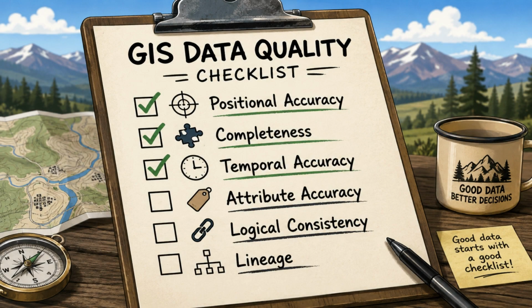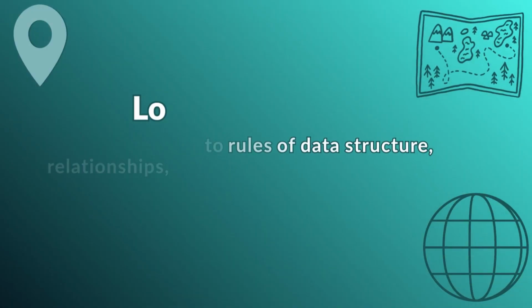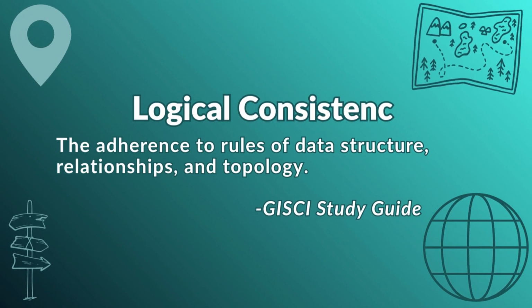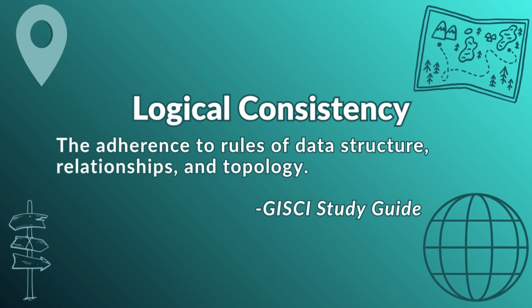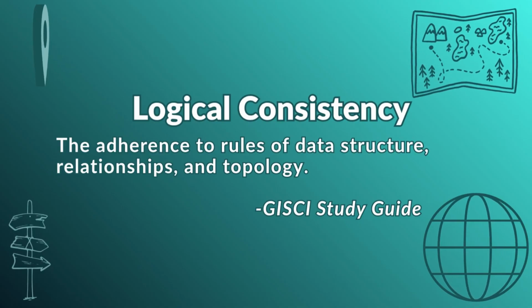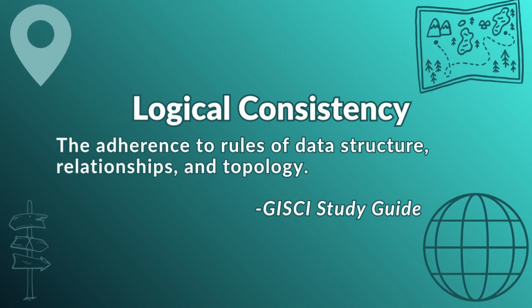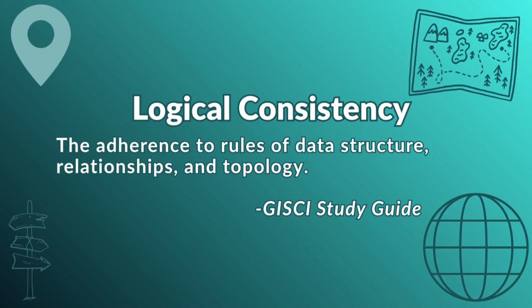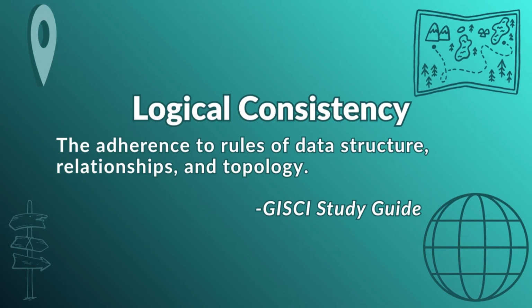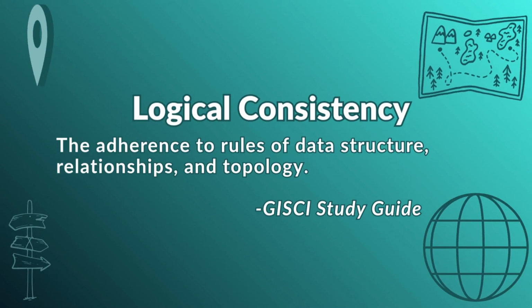Okay, so we have positional, thematic, completeness, and temporal. What's next? Well, perhaps the most technically demanding dimension for GIS analysts, and a major focus for certification exams, is logical consistency. This is the adherence to rules of data structure, relationships, and topology. I always think of logical consistency like the engineering behind a city's plumbing system. Oh, I like that. How so?